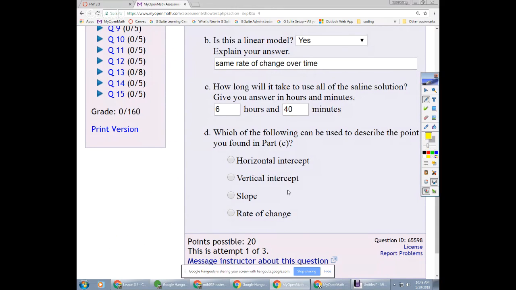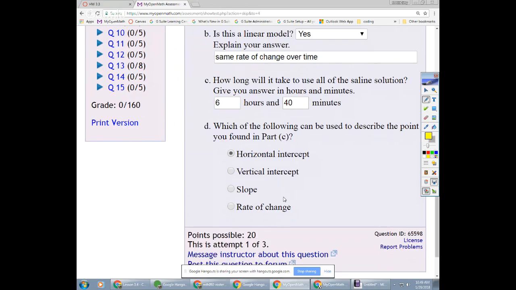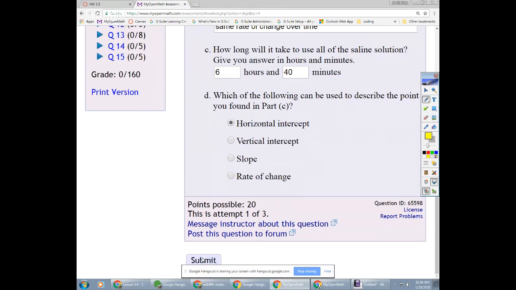So then are you the horizontal? Yeah, we found the horizontal one. So that's what that last number means. We found the horizontal intercept there. Thank you for doing that. I'm sorry it took so much time. No, it's fine.